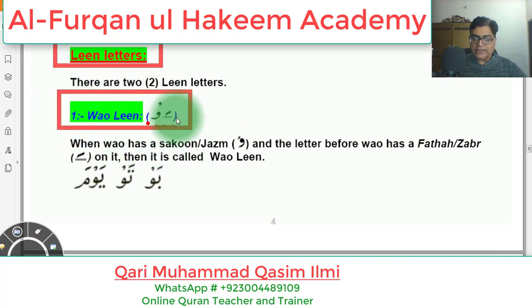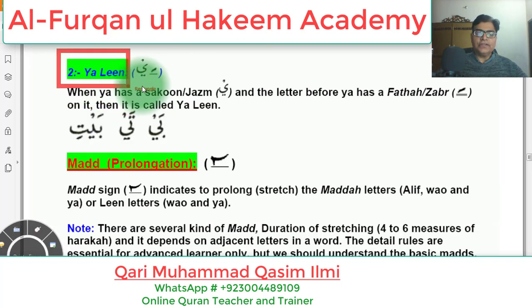Number 1, waw leen. When there is a zabar before waw sakina, it becomes waw leen. When waw has a sukun, jazm, and the letter before waw has a fatha, zabar on it, then it is called waw leen. Ba zabar wa, bao, ta zabar wa, tao, ya zabar wa, yao, mim zabar ma. Bao, tao, yao, ma. You will read them very softly.